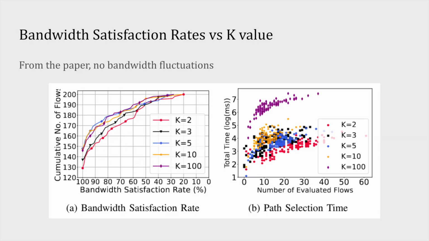So here we can see the results from the paper. And again, we have no bandwidth fluctuations here. On the left is the satisfaction rate graph.